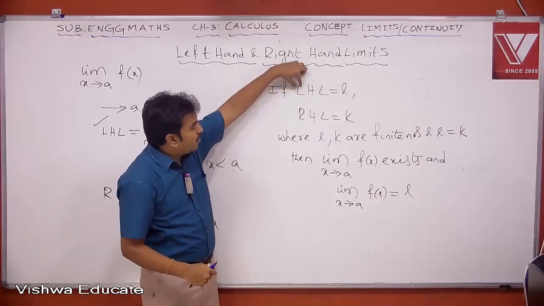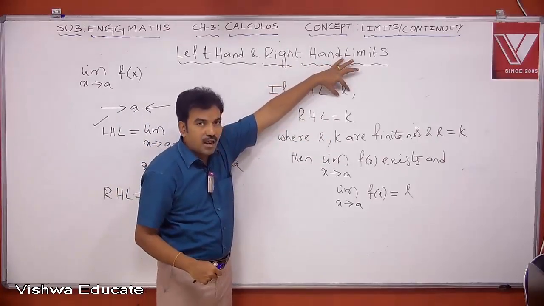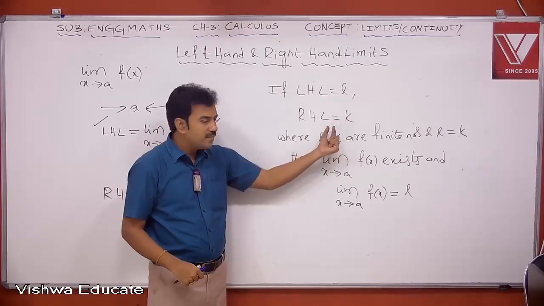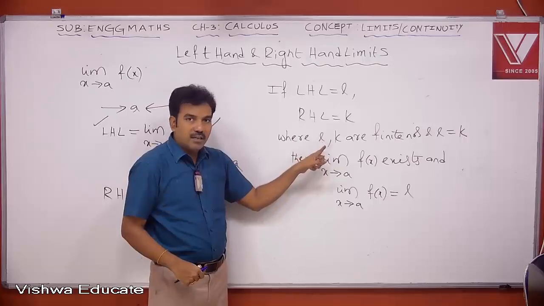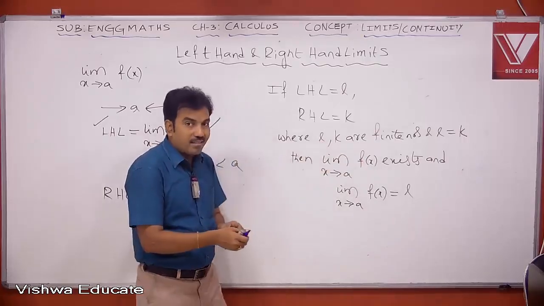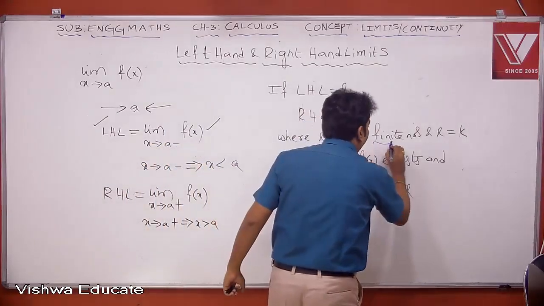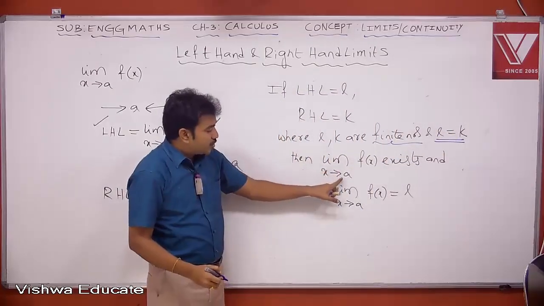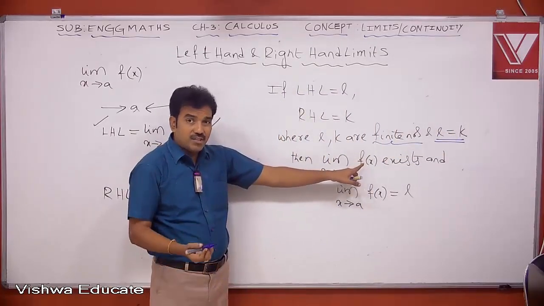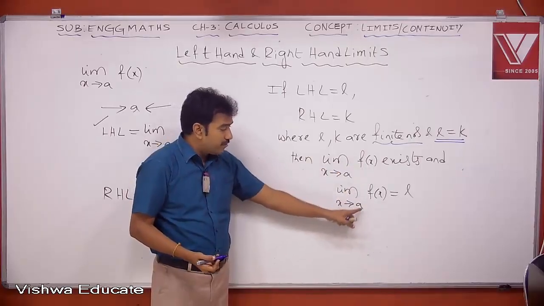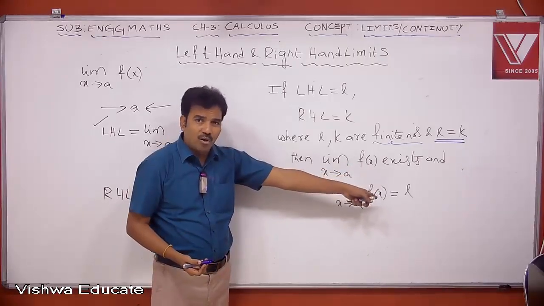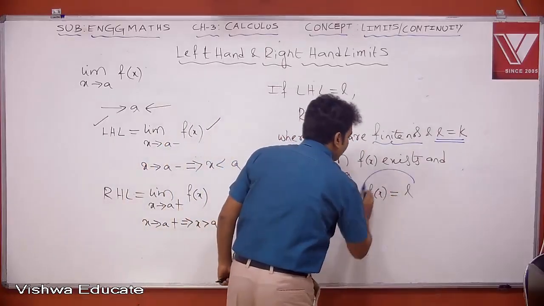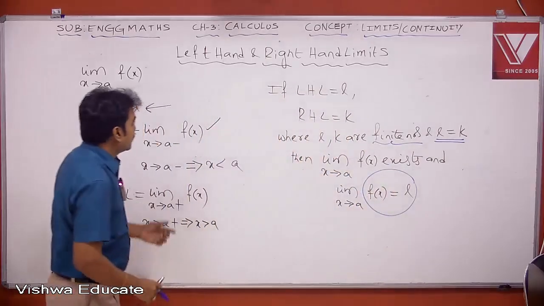So I am approaching a from the left side. I am getting some constant L. I am approaching a from the right side. I am getting constant K. So if L comma K are finite numbers and L is equal to K, this is very very important, in that case, the limit as x tends to a of f of x exists. Exists means it's a finite number, and that limit value must be equal to the common value, either L or K, because both are the same. Okay. So this is the possible case to get the limit value. So note these points.